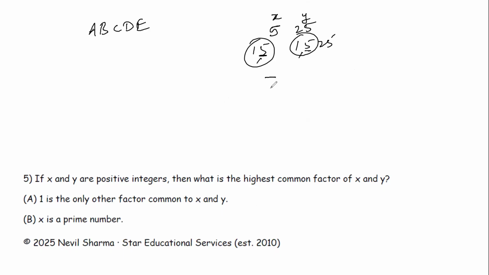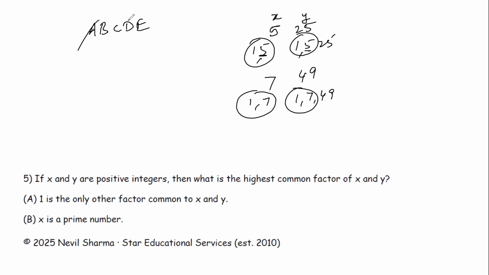But if we took the numbers 7 and 49, then we get 1, 7, and 49, and 1 and 7. And out here also, we know that 1 is the only other factor common to x and y. In such situations, the highest common factor could be 5 also, or 7 also. It's a trial and error situation.